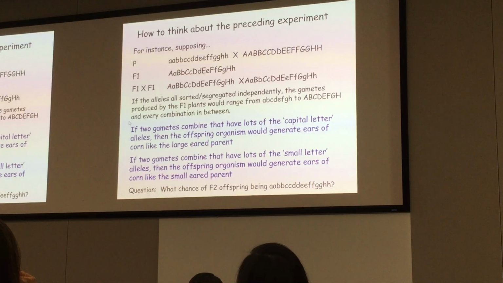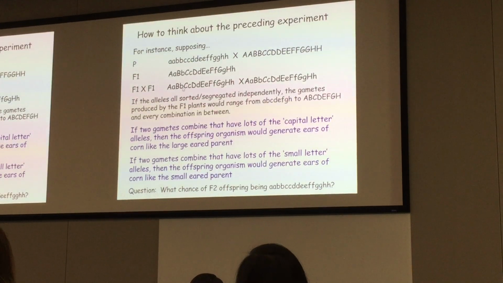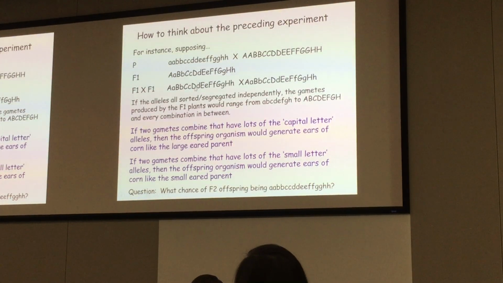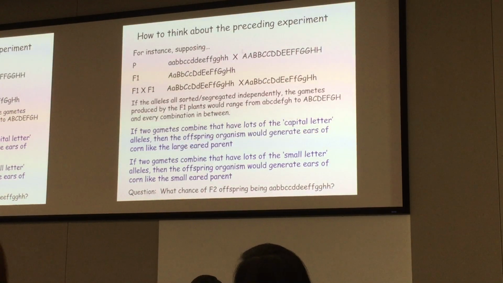Okay, let's see. Okay, so if this plant produces gametes and it has lots of capital letters, and this plant produces gametes that has lots of capital letters, you're over on one side of the curve. If it just so happened that the gametes produced from this plant had small letters and this one had small letters, you'd be over on the other side of this curve.